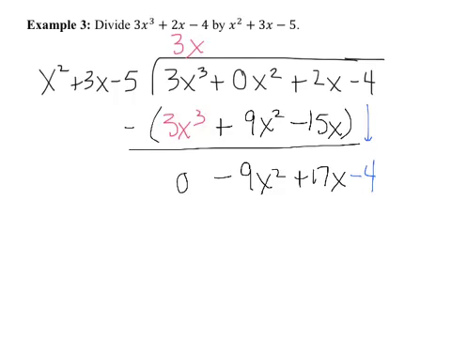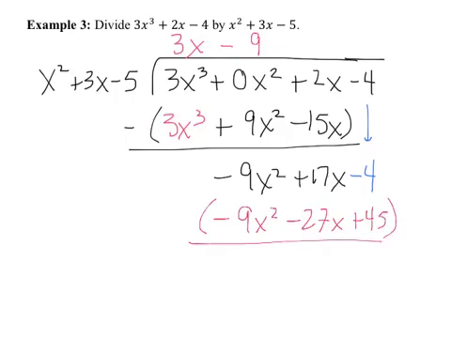So then I ask myself, and again I can erase this really, right? Then I ask myself what quantity needs to go up here, so that when multiplied by x squared, it gets rid of a negative 9x squared. Well, it's got to be negative 9. Negative 9 times x squared is negative 9x squared. Negative 9 times 3x is negative 27x. And negative 9 times negative 5 is 45. I subtract that entire thing.